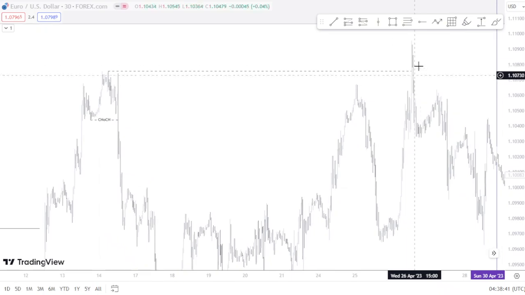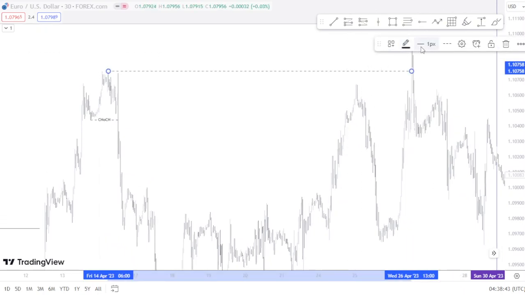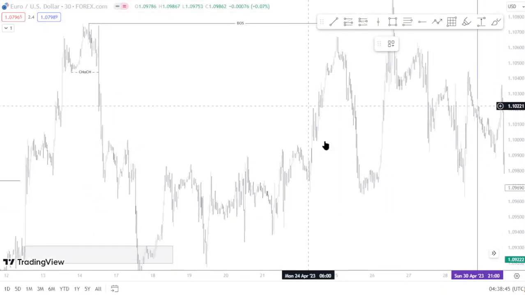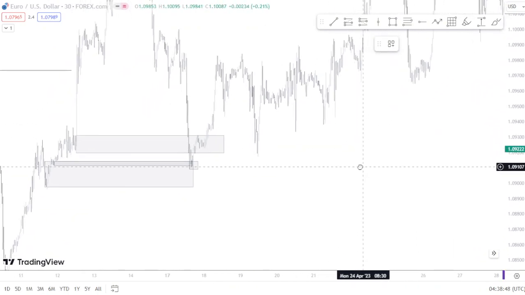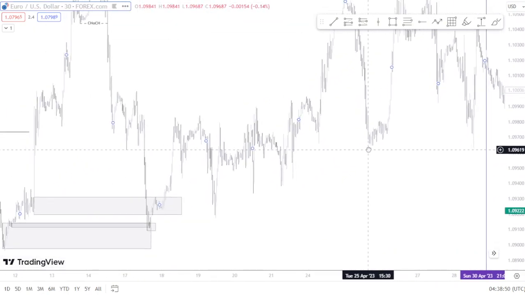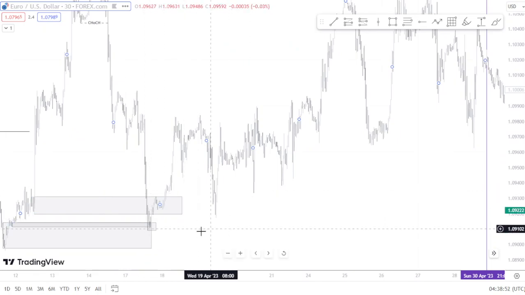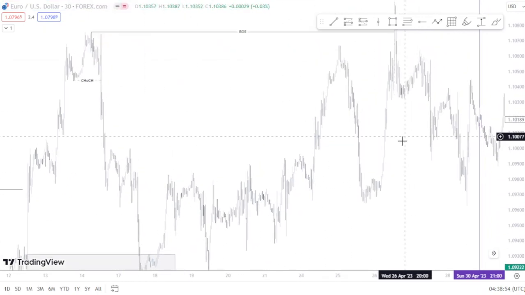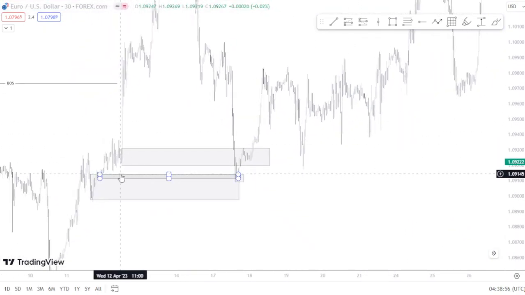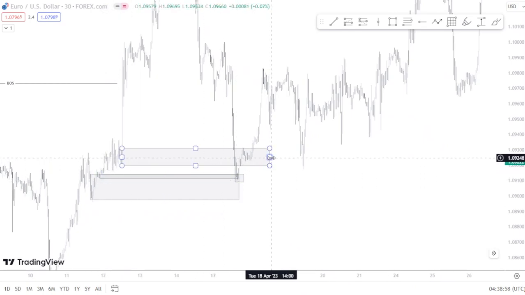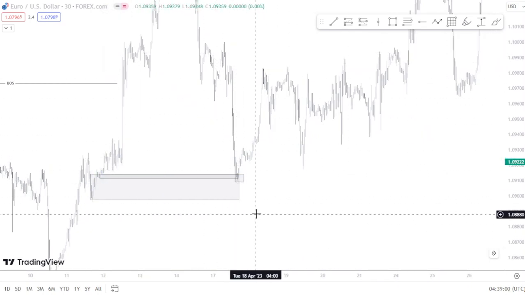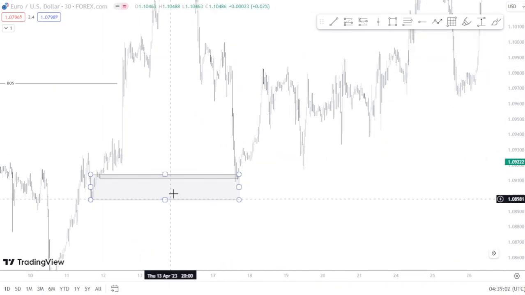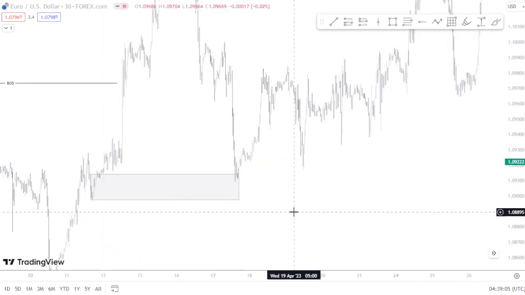What do we expect? We expect a pullback, right? This is 30 minutes reconstruction. We expect a pullback. And where do we expect a pullback to? We expect a pullback into a supply zone that caused this breakout structure, just as we saw here. So I'm going to just delete this and delete this and delete this. All right.